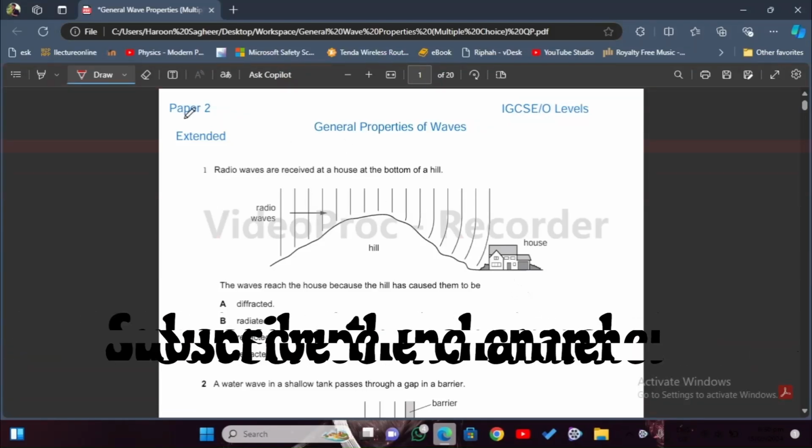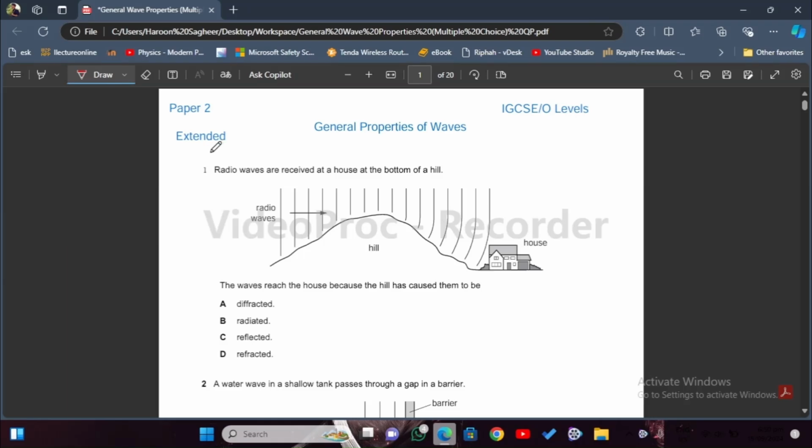Today we are going to do a paper 2 worksheet which covers the extended syllabus for general properties of waves. I will try to explain each and every MCQ in greater depth so that you can really understand if there is a similar question like this. However, if you don't understand a question or the explanation, do tell me in the comments and I'll really answer. Right, without further ado, let's start the first question.